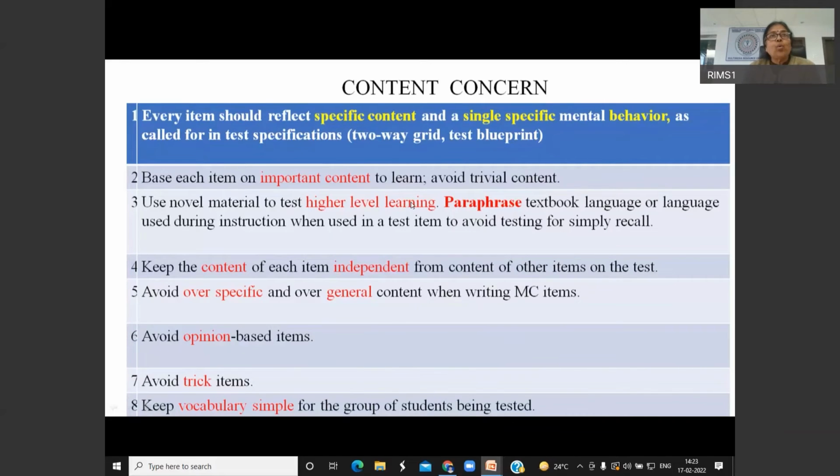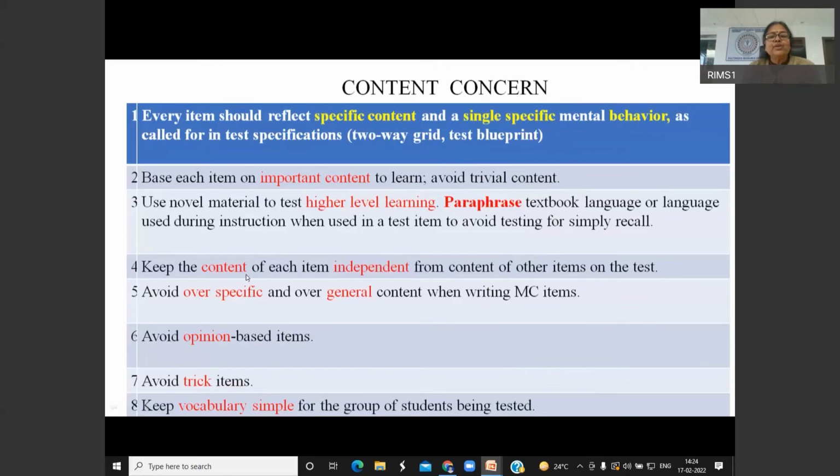And when we are quoting something written in the books, like some theory or something like that, we should avoid simply quoting it. In fact, we should paraphrase it. We should write it in our own words. Otherwise, what will happen? It will encourage rote memory. They will just recollect the information and write down the answer. So it will not test them properly.